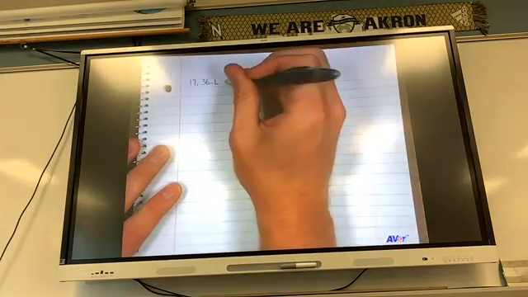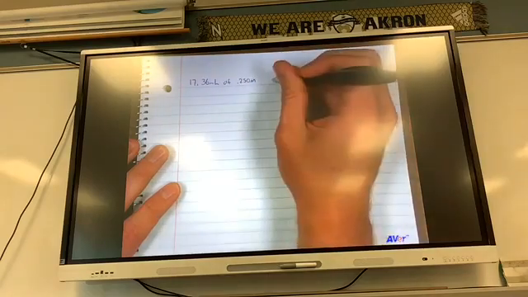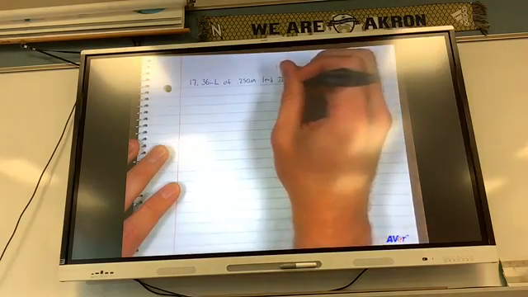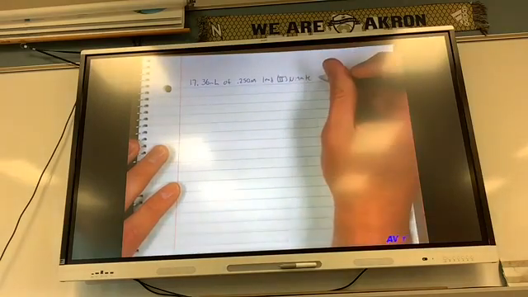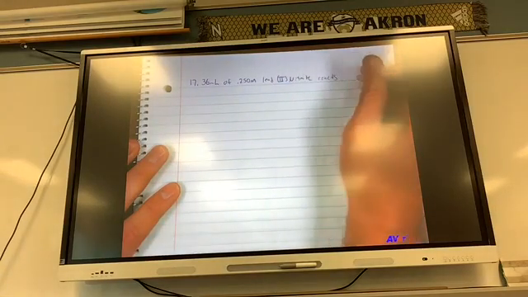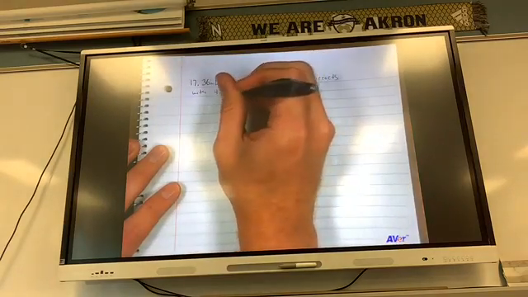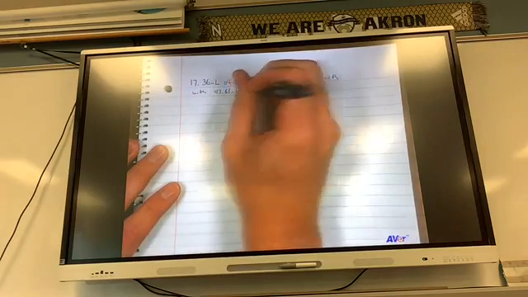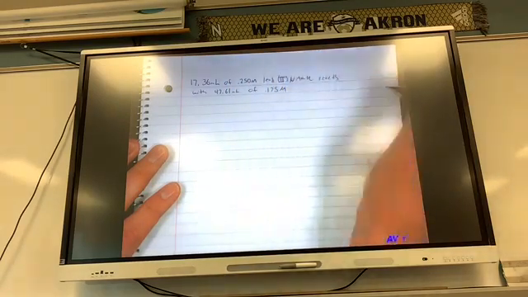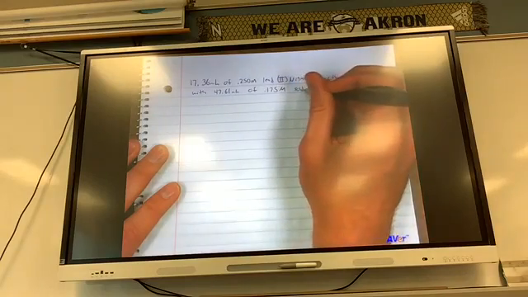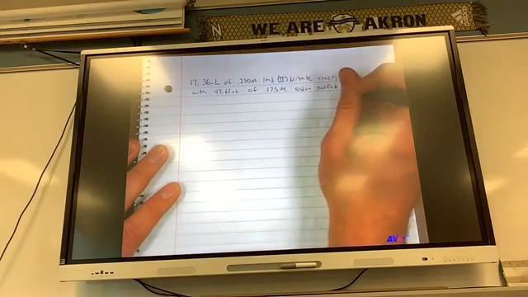17.36 milliliters of 0.250 molar lead(II) nitrate reacts with 47.61 milliliters of 0.175 molar sodium sulfate. There's my setup.